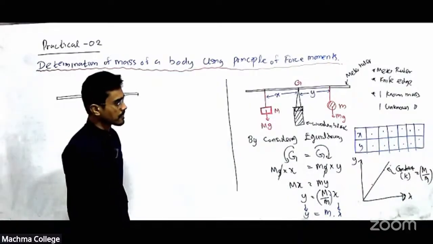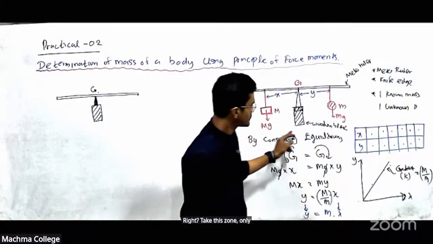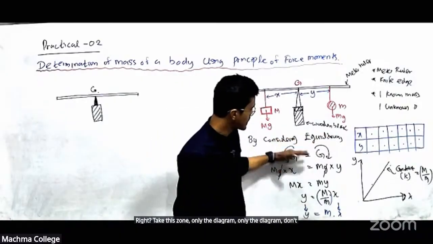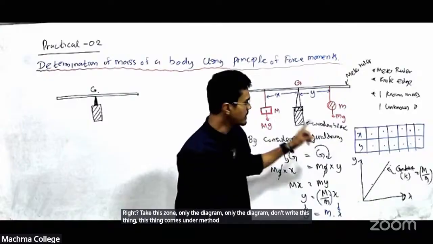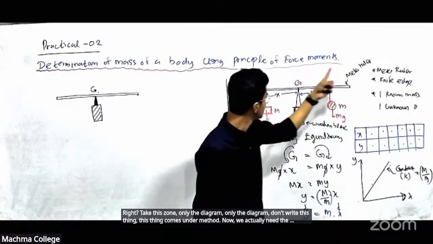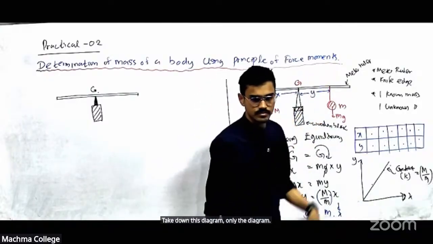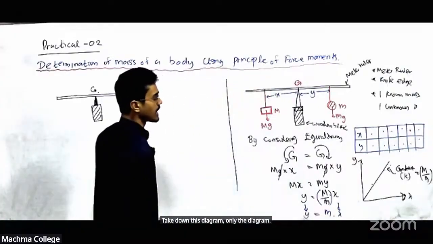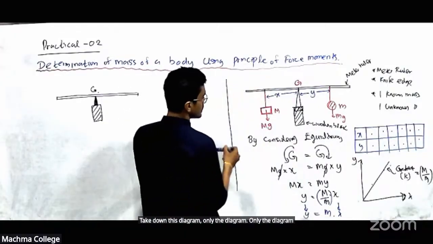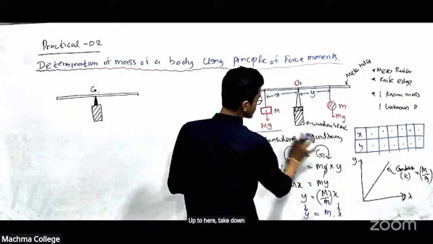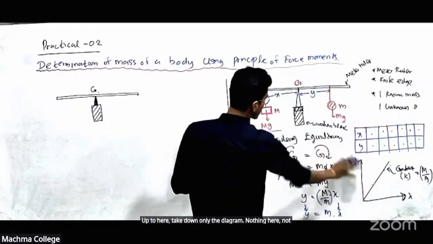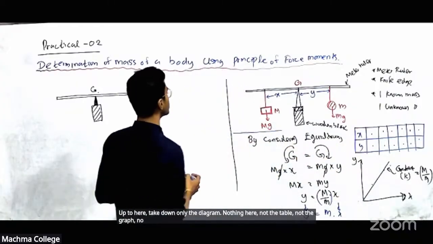Right? Take this down. Only the diagram. Don't write this thing. This thing comes under method. Now we are studying the apparatus. Take down this diagram. Only the diagram. Up to here. Nothing here. Not the table. Not the graph. No. Just the diagram. Take it down quickly.